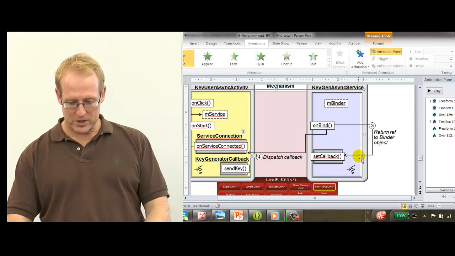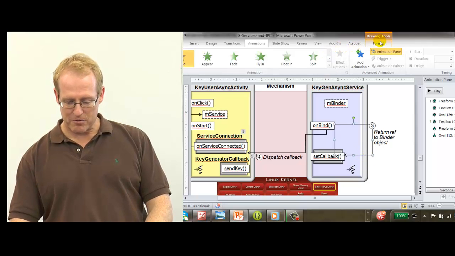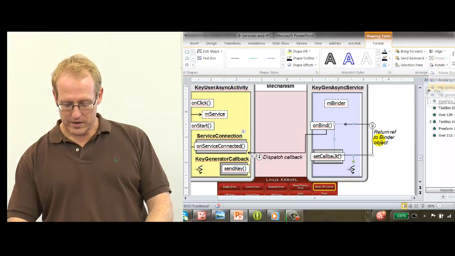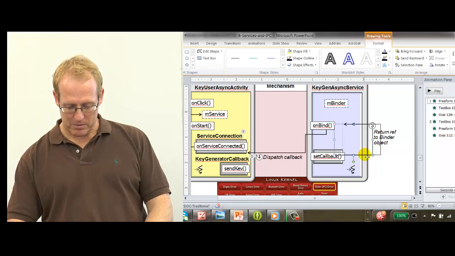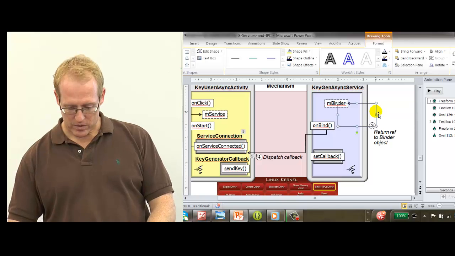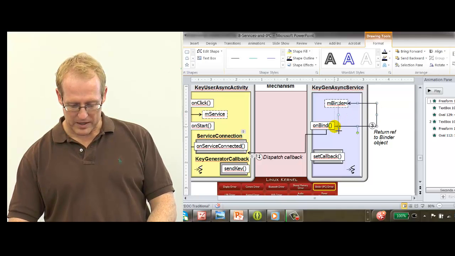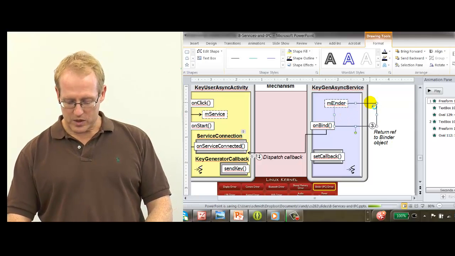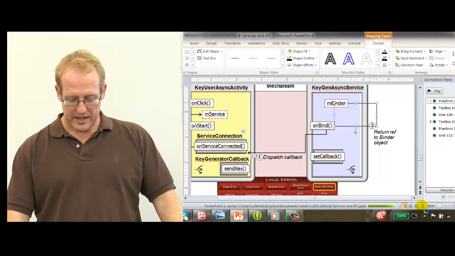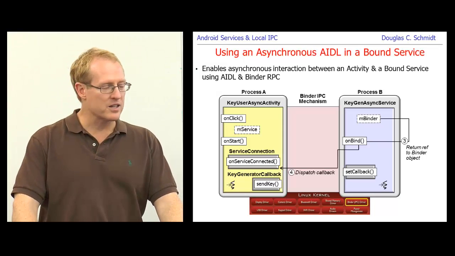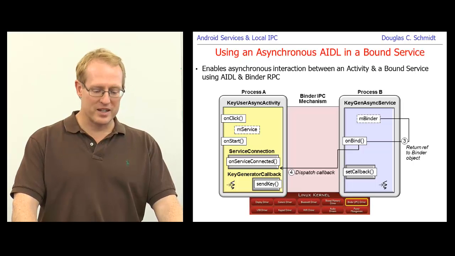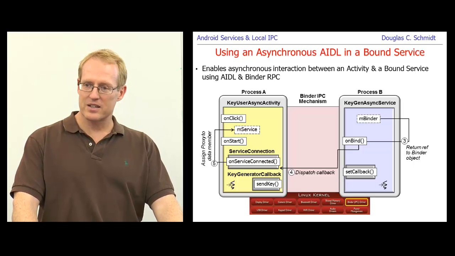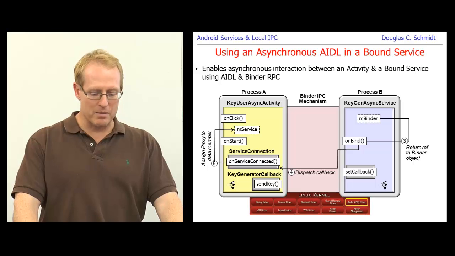As I said before, that should be flipped. Let me flip that guy before I forget and fix him up a little bit. I'll come back and make that look pretty later. And so that goes ahead and gets the binder ref. That comes back as the callback to onServiceConnected. That comes back and assigns it as a proxy to this local data member.